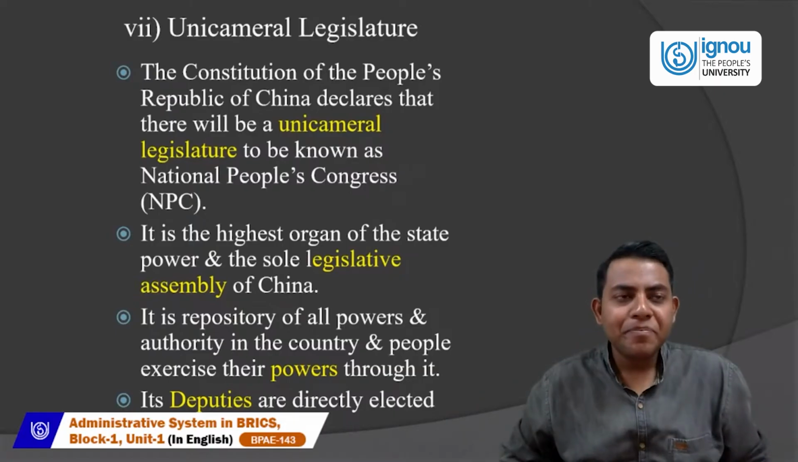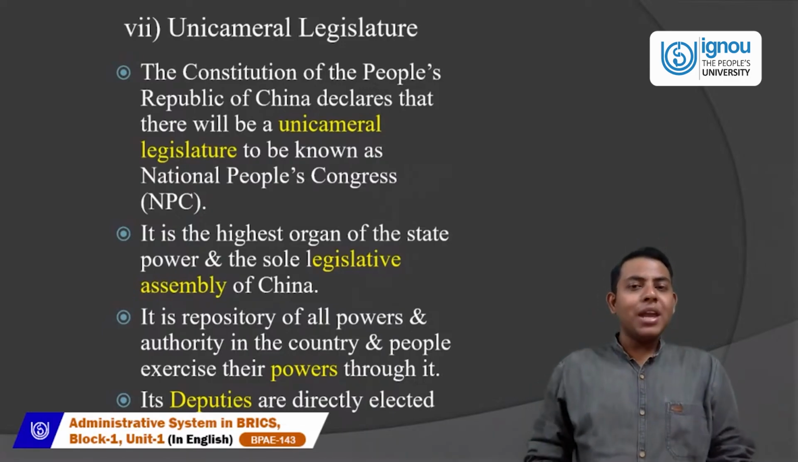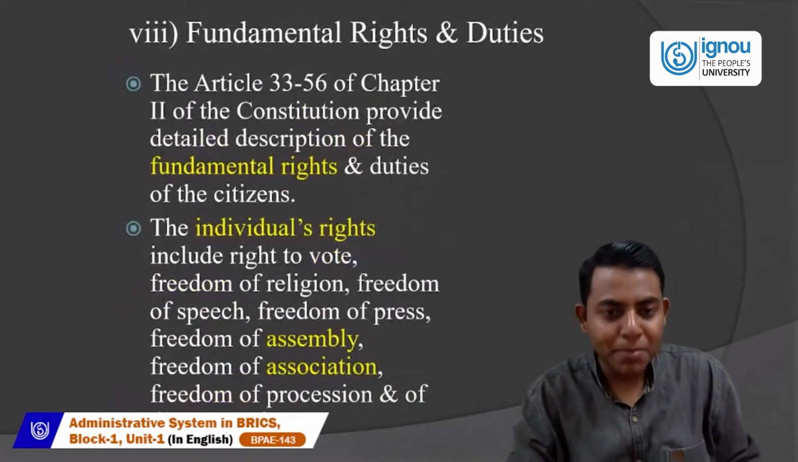Unlike our legislature, which is bicameral with an upper house and a lower house, the Constitution of the People's Republic of China declares that there will be a unicameral legislature, known as the National People's Congress. This unicameral legislature is the highest organ of state power in China, and also the sole legislative assembly of China. The National People's Congress is the repository of all powers and authority in the country, and the people exercise their powers through it. The deputies of the National People's Congress are directly elected by the people.